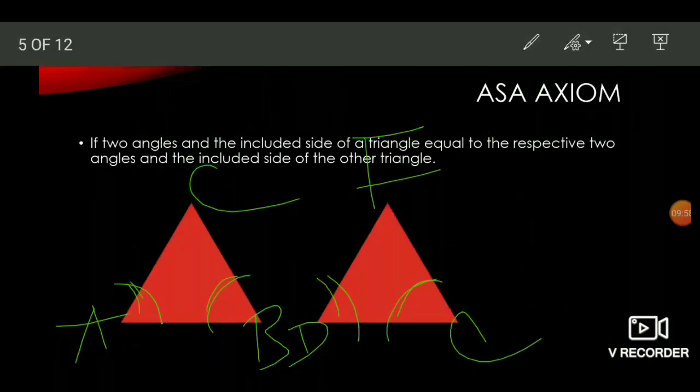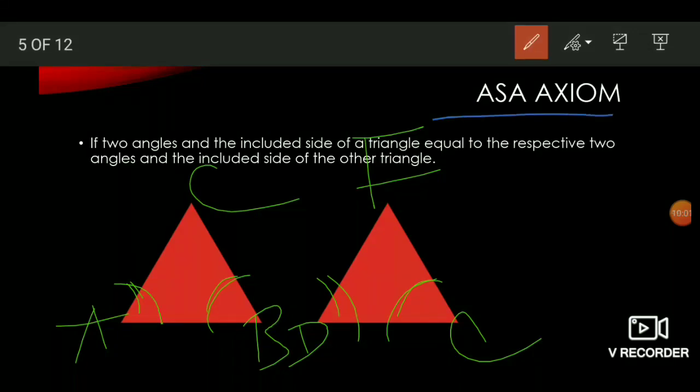So let's move on to our next axiom, that is ASA. We will learn the ASA axiom now. If two angles and the included side of a triangle are equal to the respective two angles and the included side of the other triangle. It is very similar to SAS. Here you have to get the included side, whereas in SAS you have to get the included angle. This angle is equal to this angle, this angle is equal to this angle, and if this side is equal, then only we can say that triangle ABC is congruent to triangle DEF.